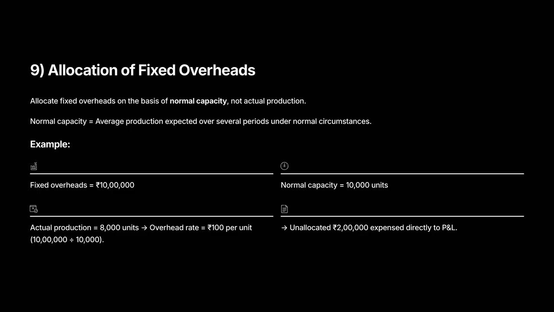Allocation of fixed overheads. Fixed overheads should be allocated based on normal capacity, the expected average production under normal circumstances. Example: fixed overheads 10,000, normal capacity 10,000 units, actual production 8,000 units. Overhead rate equals 100 rupees per unit. Unallocated overhead for the shortfall, 2,000 rupees, is expensed in P&L. This avoids inflation of inventory costs when production dips.